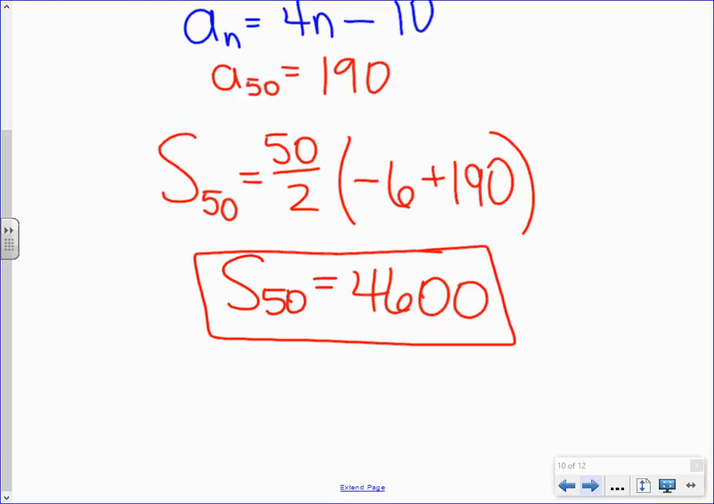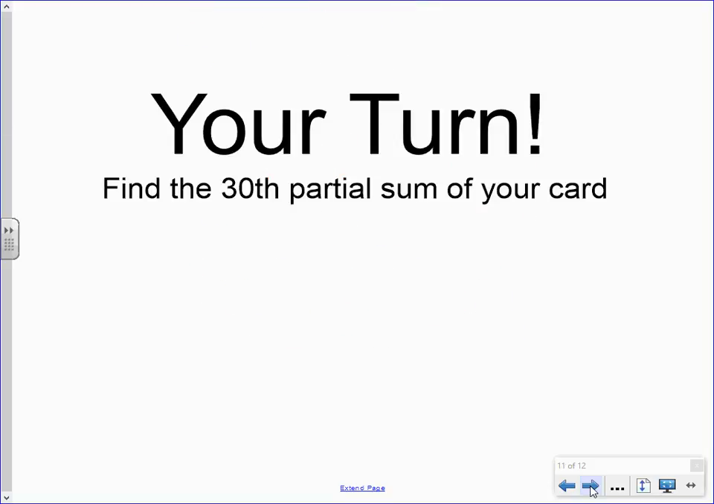Okay, your last task is to take your card and the sequence that's on your card. I would like you to find the 30th partial sum. When you have it, bring it to me so I can check it out.